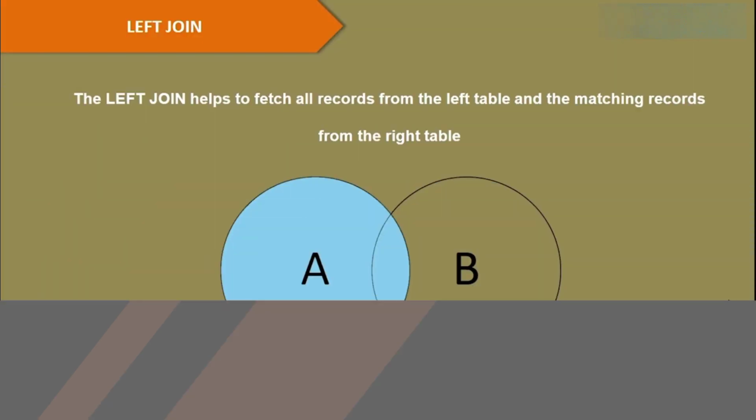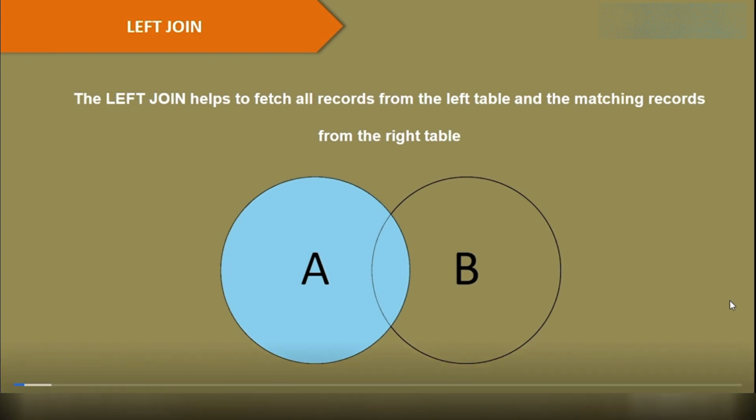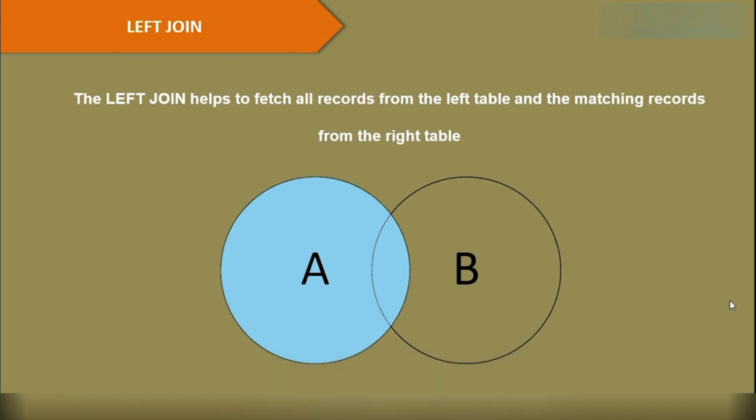Now we are going to talk about what a left join is and how we can actually do the left join in MySQL. So what is left join basically? The left join helps to fetch all the records from the left table and the matching records from the right table. As you can see in the image, from table A you will get all the records, and from table B you will only get the matching records, right?